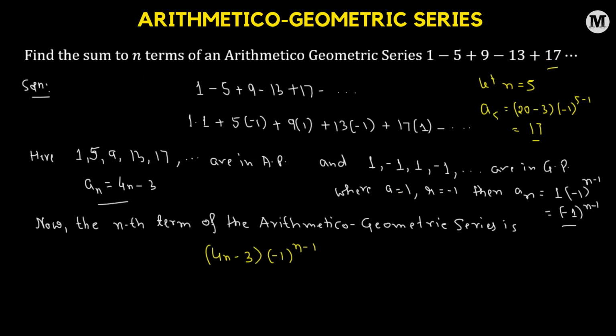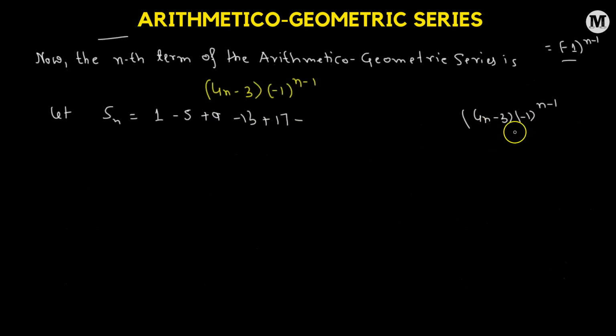So now that we have the nth term, let's try to find the sum. First, we're going to represent the sum of the series as Sn. So we have Sn equals 1 minus 5 plus 9 minus 13 plus 17, going all the way up to the nth term, which is 4n minus 3 multiplied by -1 raised to the power of n minus 1. Now the question that arises here is, what is going to be the sign of the last term? Here we will make an assumption, because if there are an even number of terms, then the sign of the last term is always going to be negative.